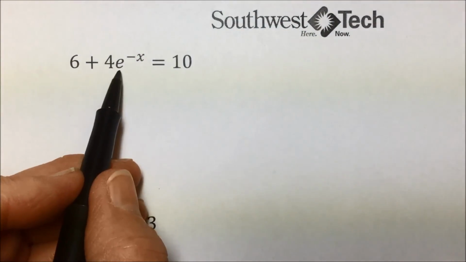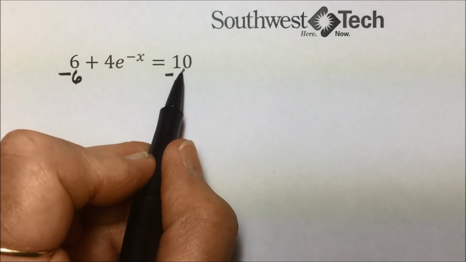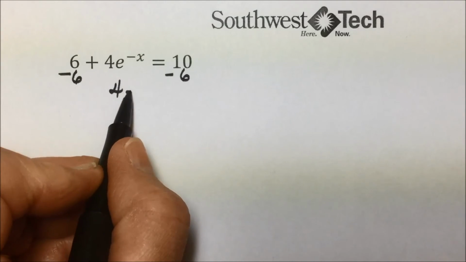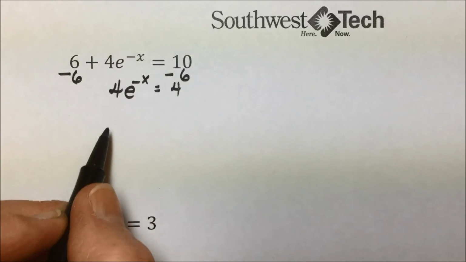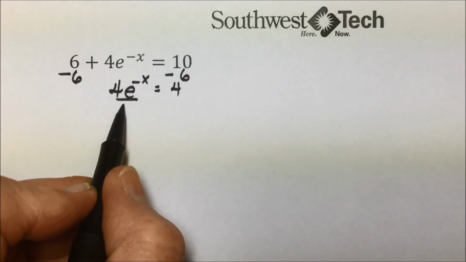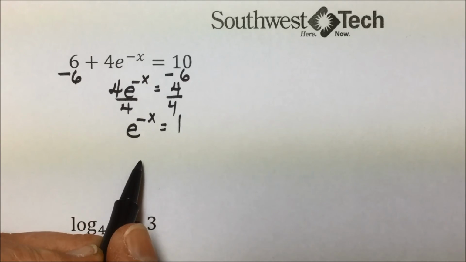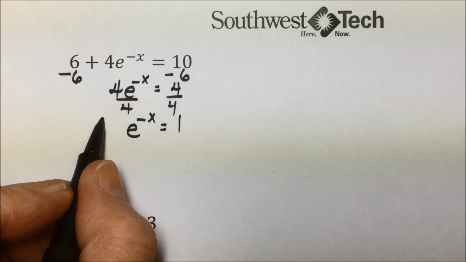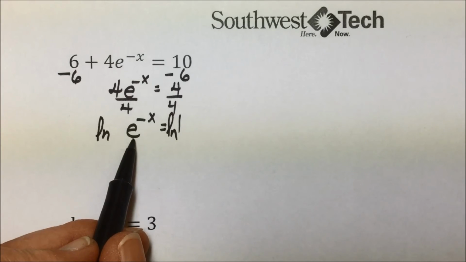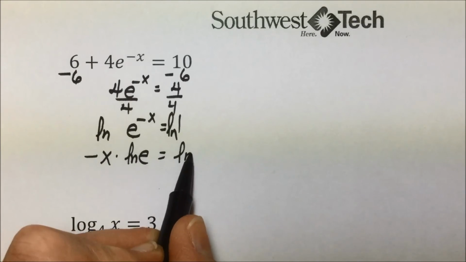Solving this problem, to solve for x, we want to get that as much as we possibly can by itself. The 6's cancel out. When we subtract 6 from each side on the left, it leaves a 4e to the negative x. 10 minus 6 is 4. And again, before taking the log of each side to get that variable from the exponent, we'll divide both sides by 4. That leaves an e to the negative x is equal to 4 divided by 4, or 1. We're now ready to take the natural log of each side because of having this base. Ln of e to the negative x, the exponent becomes the coefficient, leaving ln of e times negative x equal to ln of 1.